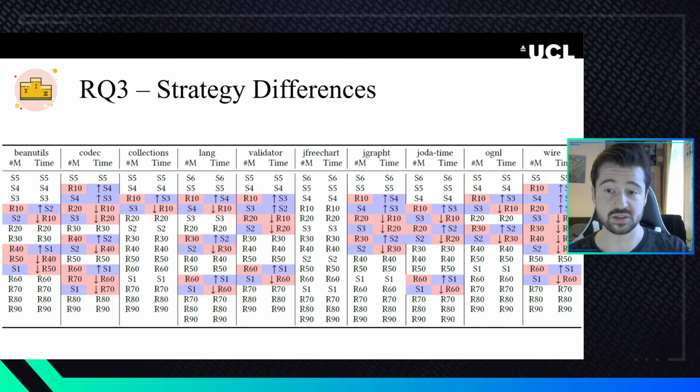What you're seeing here are the ranks of the strategies, and the changes in ranks are highlighted. And as you can see, only for one program the ranks did not change, only for J-Freeshard. For all the others, there are at least 2 changes in ranks. In fact, 37% of the time the ranks are disrupted, and all the changes are in favor of selective mutation.